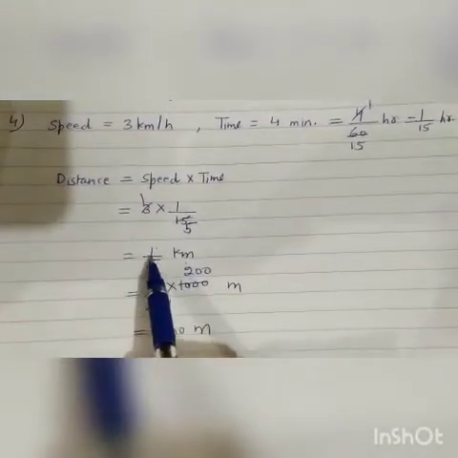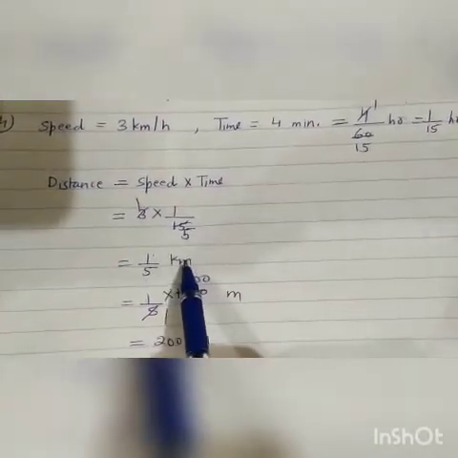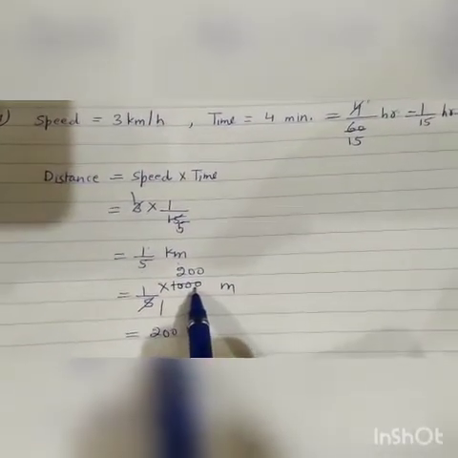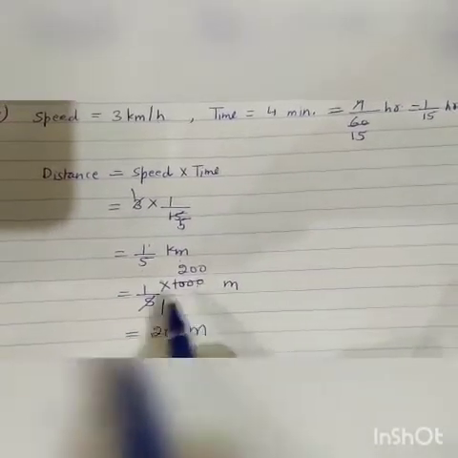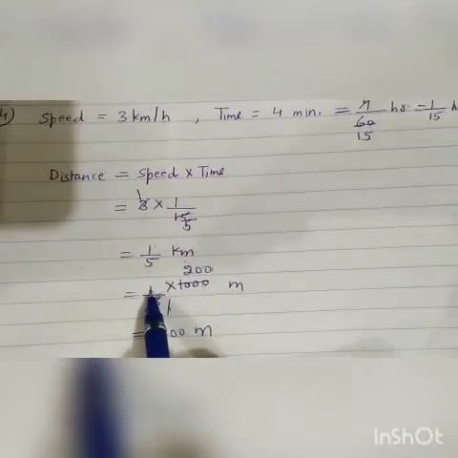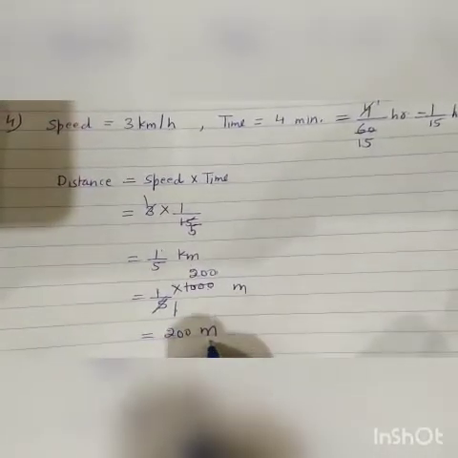This is the distance. Now we will convert this 1/5 kilometer into meter. 1/5 into 1000 because 1 kilometer is equal 1000 meter. So 5 1 ja 5, 5 2 ja 10, 0 0. It is 200 1 ja 200. 200 meter.